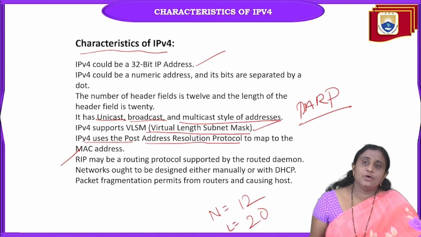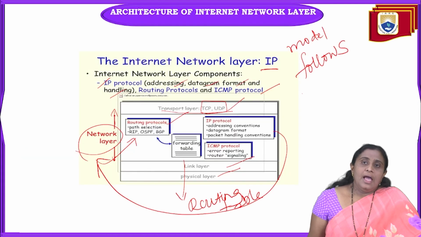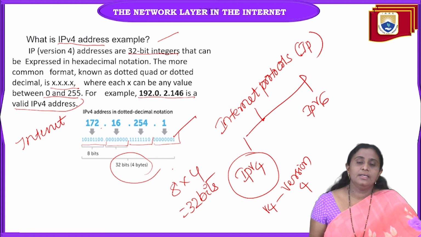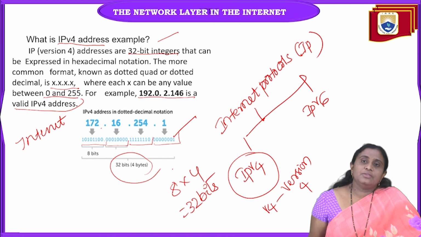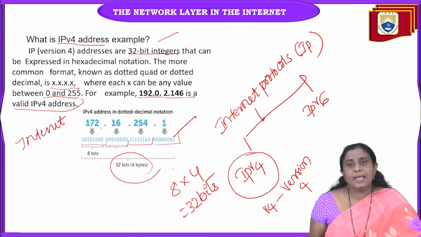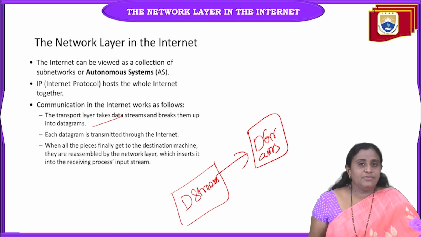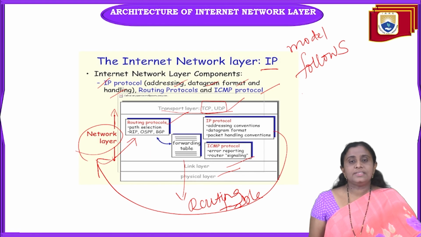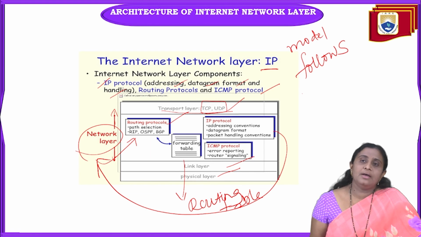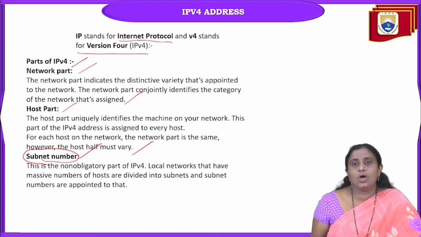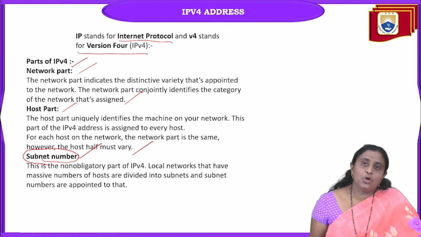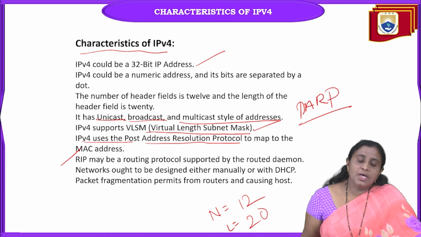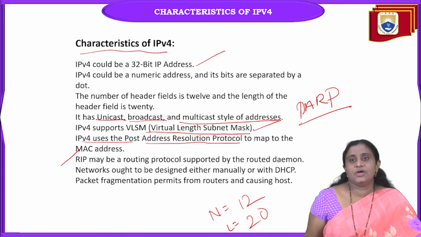Coming to this, the characteristics of IPv4. So, at the end of this video, I hope the students will be able to learn what the IPv4 address is, as well as the network layer in the internet. After that, the IP protocols which are meant for addressing, the datagram format, and the routing protocols of ICMP protocol. Again, the parts of IPv4 like the network part and host part as well as the subnet number according to the IPv4 version. And what are the characteristics of IPv4?